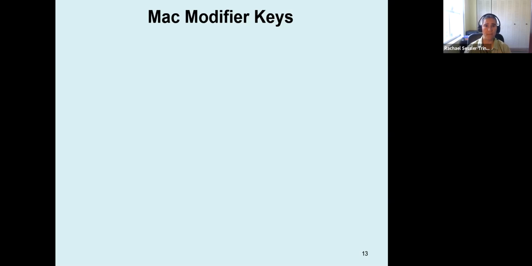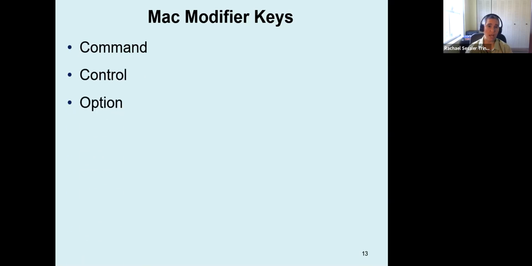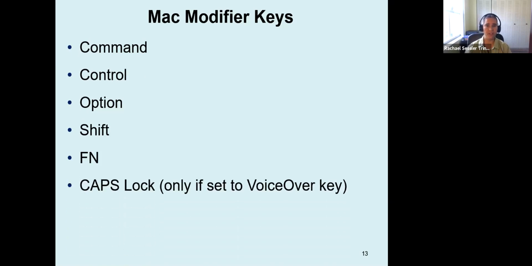For Mac modifier keys, it's going to be Command, Control, Option, which is also the same as Alt, Shift, and the FN key. Now, if you have an FN key, that's basically you would hold that down to lock the function keys. Or sometimes there's a duplicate key on laptops where you would hold down function and hit another key to activate a command.